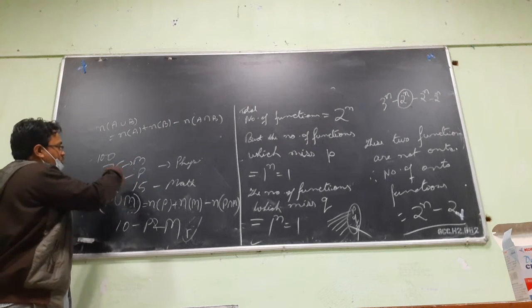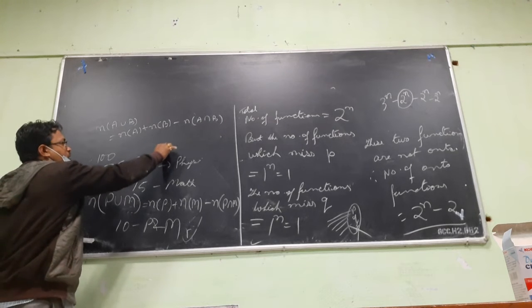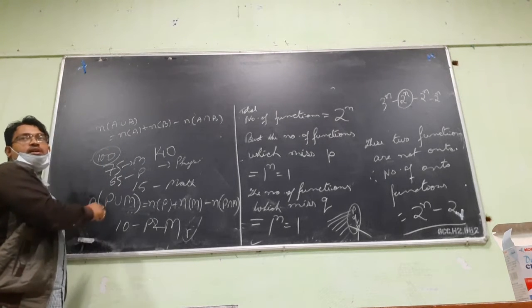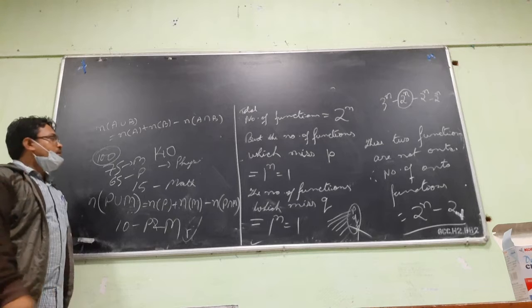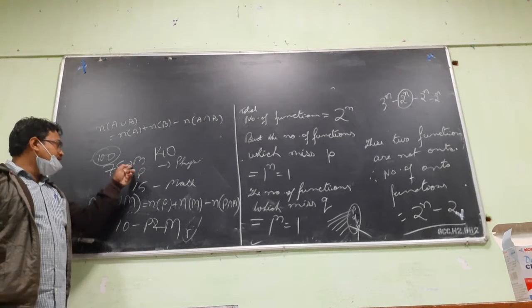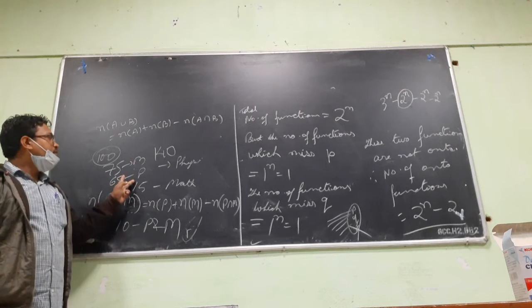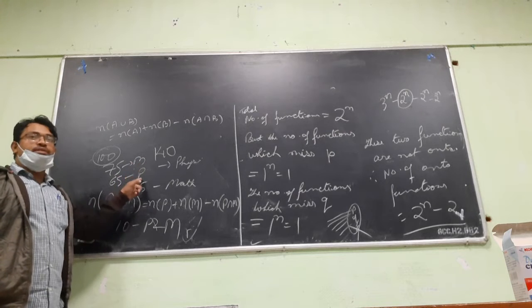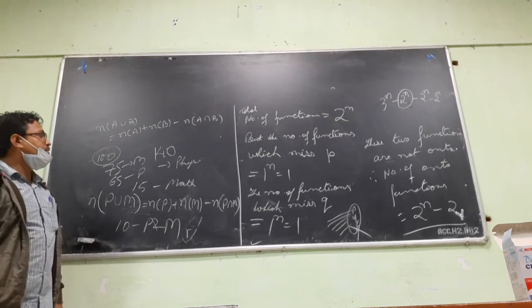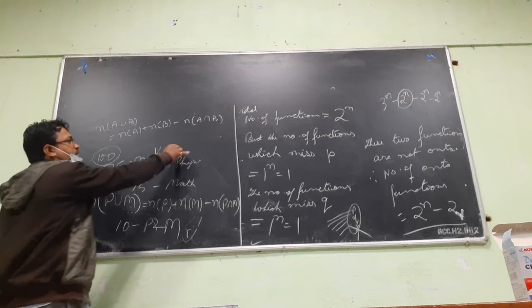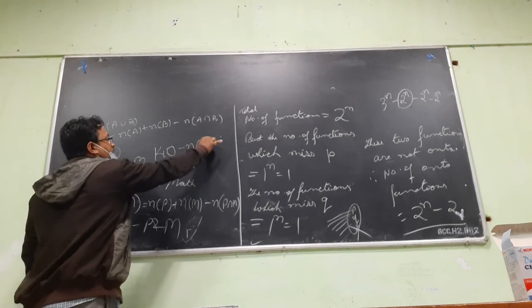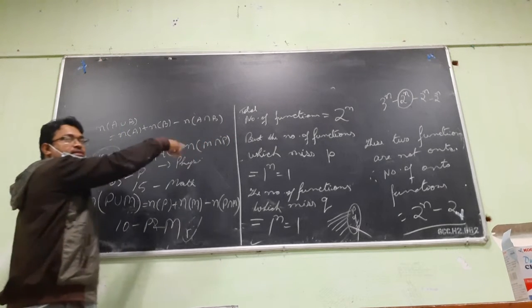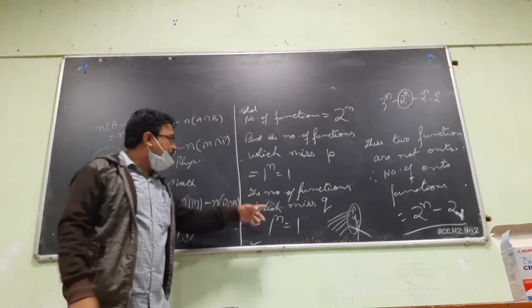So what is the total number? 140. But there are only 100 students. How can this number be 140? Here, if I just add them up, I am counting the students who have taken both of them twice. So I have to subtract the number of students who have taken both physics and maths. The same thing is happening here.